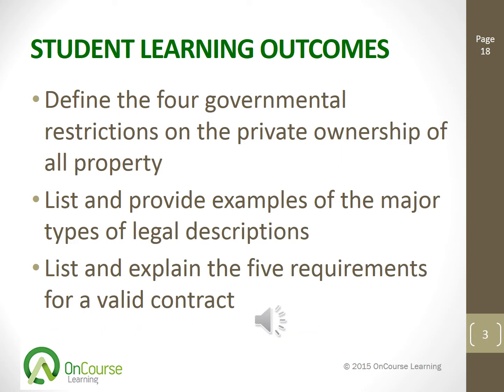Next slide, please. Well, this is student learning outcomes continued. You should be able to define the four governmental restrictions on the private ownership of all property, list and provide examples of the major types of legal descriptions, and list and explain the 5 requirements for a valid contract.